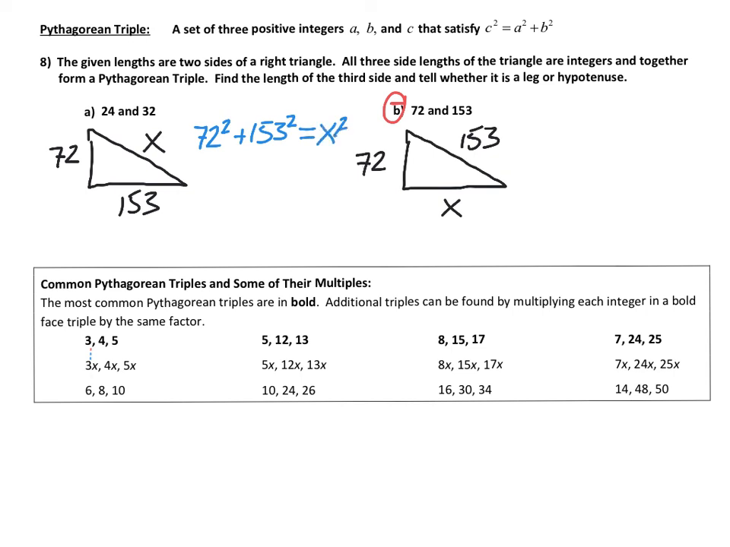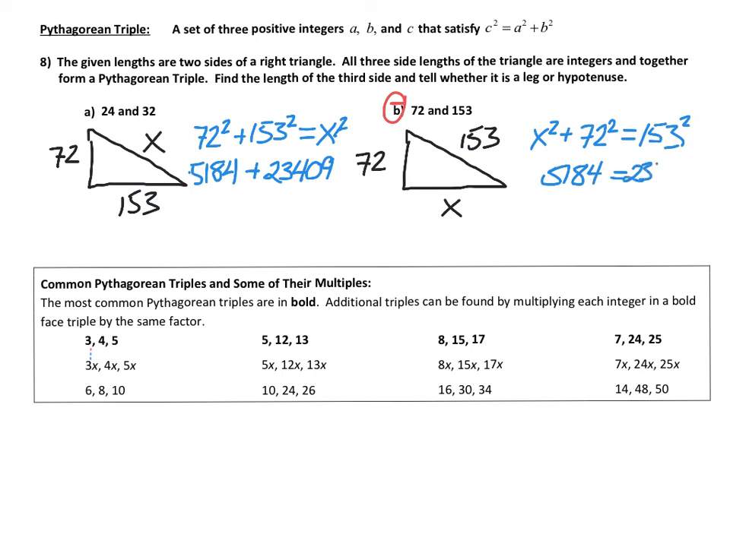For the scenario on the right, x is one of the legs, so I'm going to have x squared plus 72 squared equals 153 squared. After I square my terms, I'm definitely going to get some pretty large numbers. I'm going to have 5,184 plus 153 squared, which is going to give me 23,409. Then on the other side, I'm going to end up with the same terms, so 72 squared, which was 5,184, and 153 squared, which was 23,409.